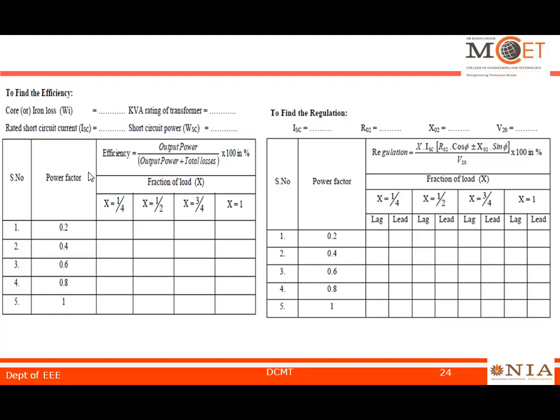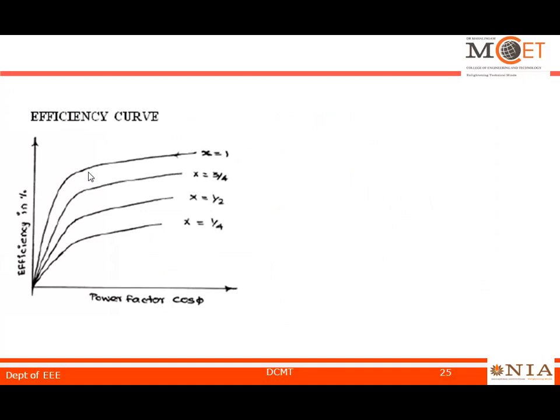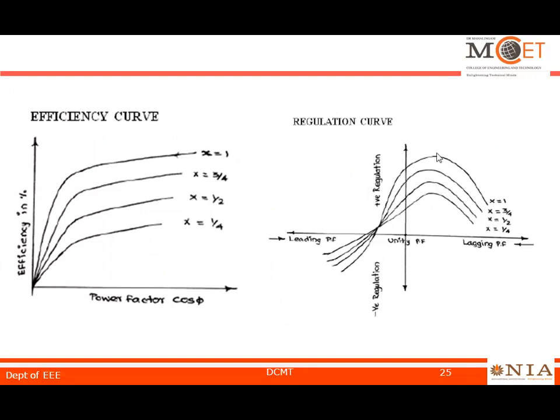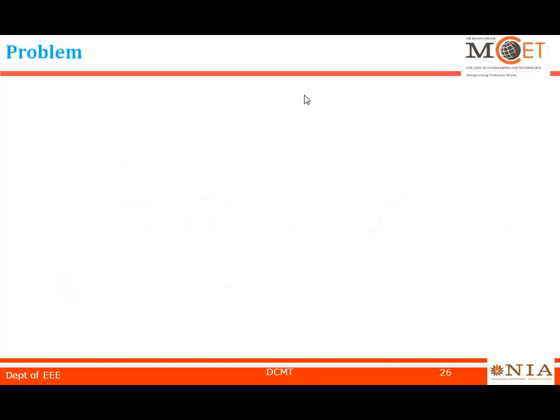This is conducted by the open circuit and short circuit tests. From the data you are going to draw the graph: power factor versus efficiency, and for regulation, unity power factor, lagging and leading. We can tabulate it here.